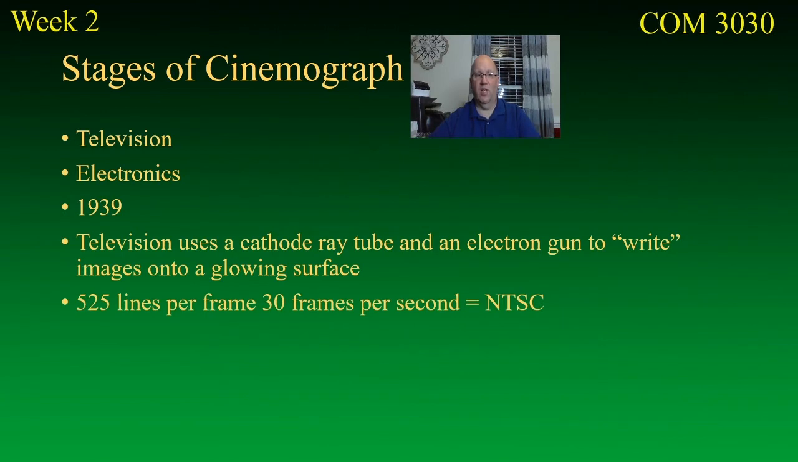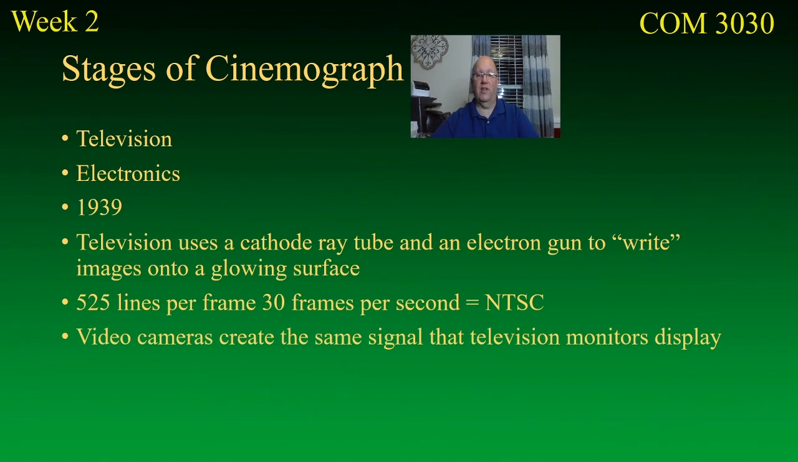Now, the television image is based on 525 lines. Television writes lines down from the top of the frame to the bottom, and it creates 30 complete images per second. That is what we call the NTSC television standard.